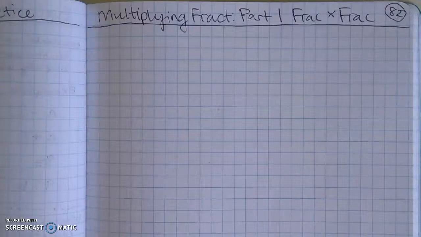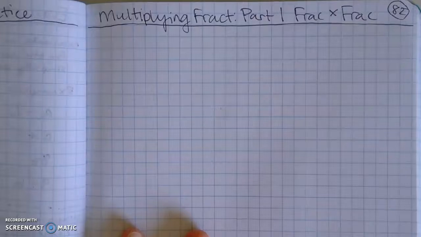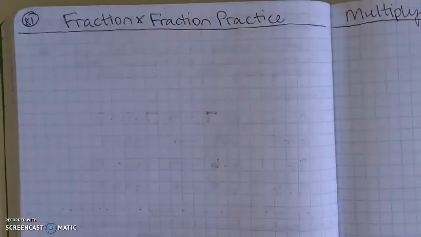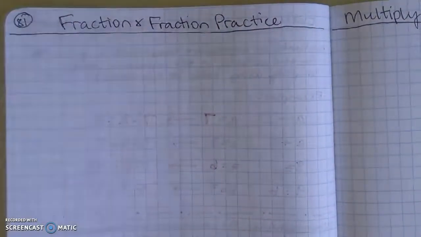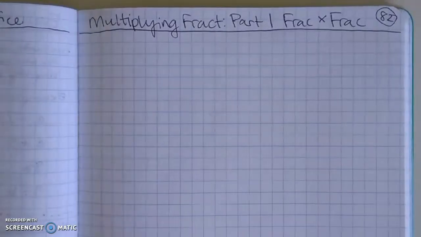So if you could make page 81 and 82, you're going to label 82 this, and if you need to, pause here so you can get it down, and label 81 this. Okay, awesome job. I'm going to go ahead and start our notes on this page, and then page 81 is going to be our practice.